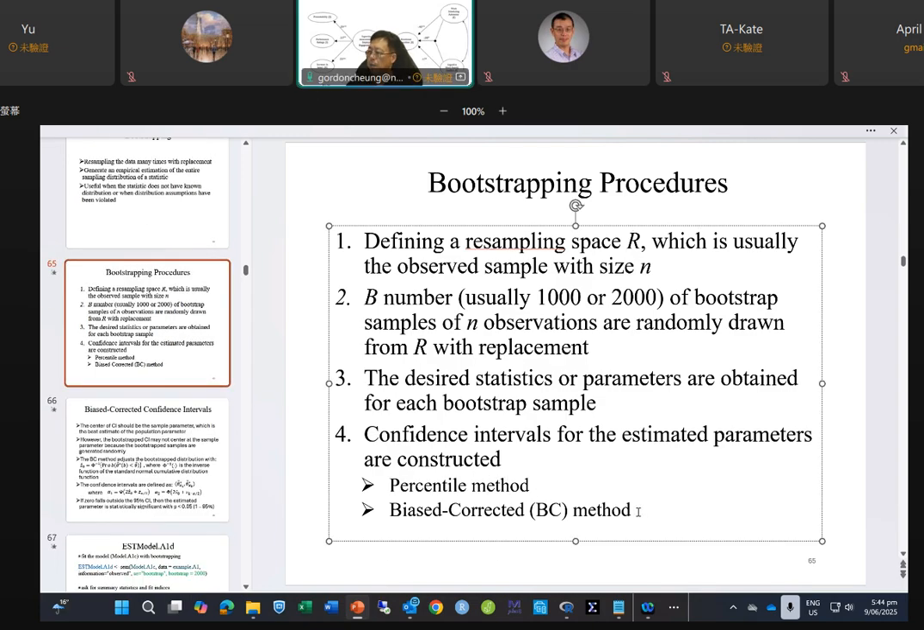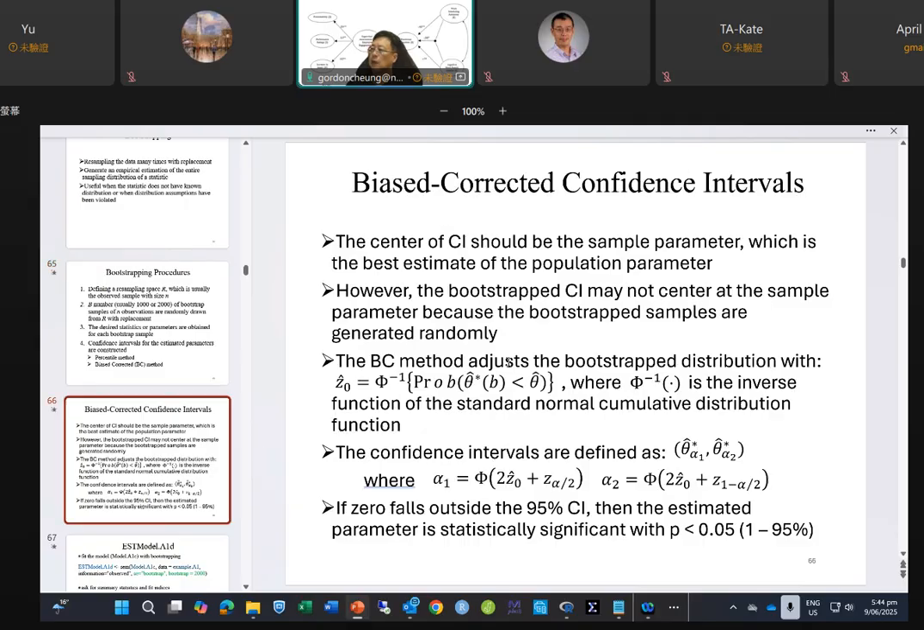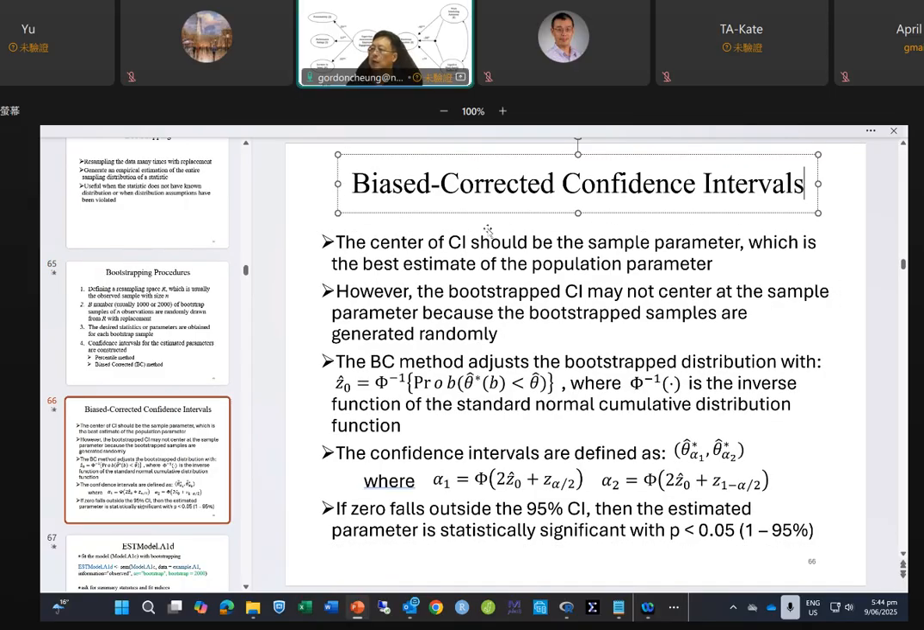There's a more popular method. It's called the bias corrected confidence interval. In fact, in 2008, I published a paper with simulations showing that the bias corrected confidence interval provides you with higher power. Why do we need to have a correction? If you rank order your 1,000 indirect effects, the middle point may not be your sample estimate.